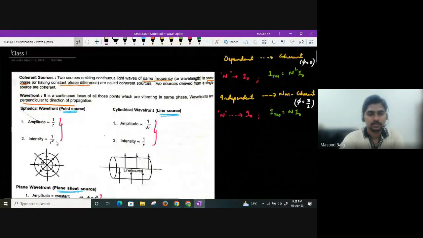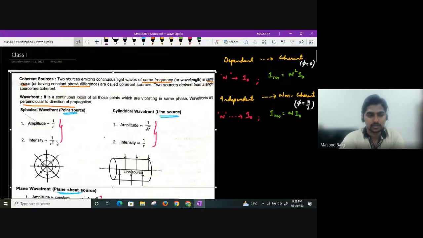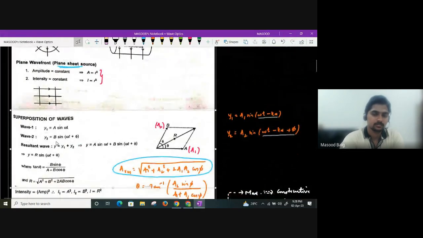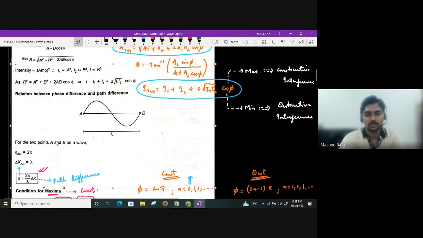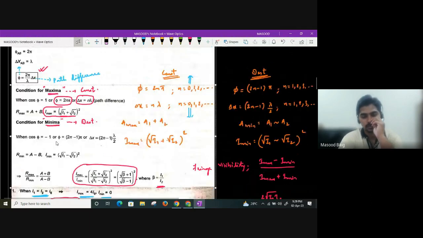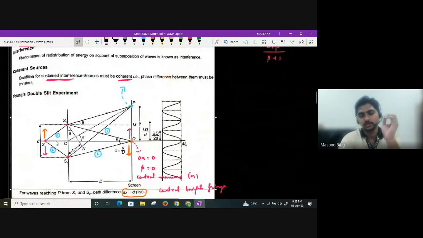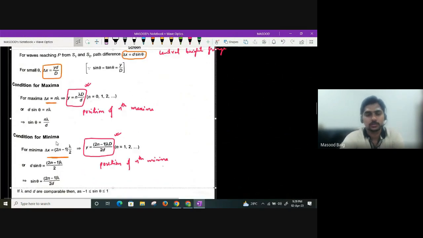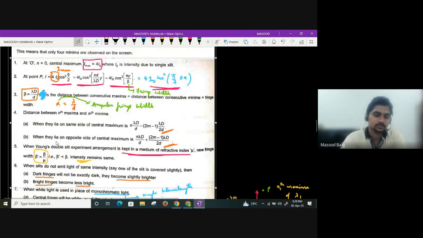So we have discussed Young's double slit experiment, and we have also discussed diffraction. We will discuss polarization tomorrow. It's hardly 15 minutes, guys. So we'll discuss that tomorrow and solve questions of wave optics tomorrow. Any doubts in today's session, all of you?